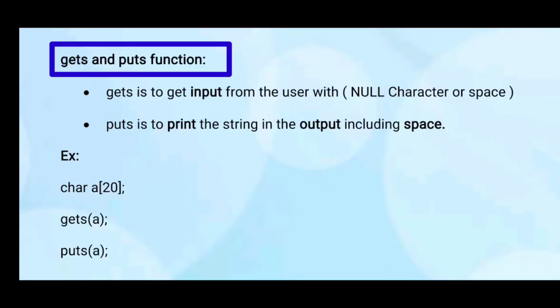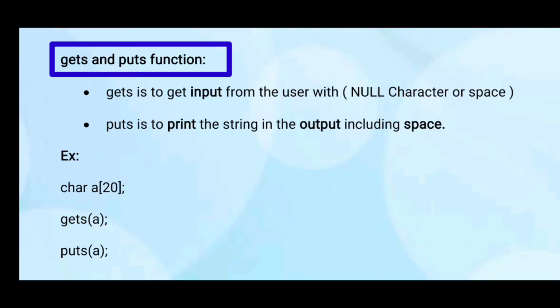To overcome the problem with the scanf and printf functions for strings, there are another two functions called gets and puts. These two functions are the same as the scanf and printf functions, but while getting and printing the output, they will consider the spaces or null character. The gets function is like the scanf function, but this gets the input even after the null character or space. The puts function is like the printf function. This prints the output including the space. Whatever input is given by the user will be printed on the output screen.